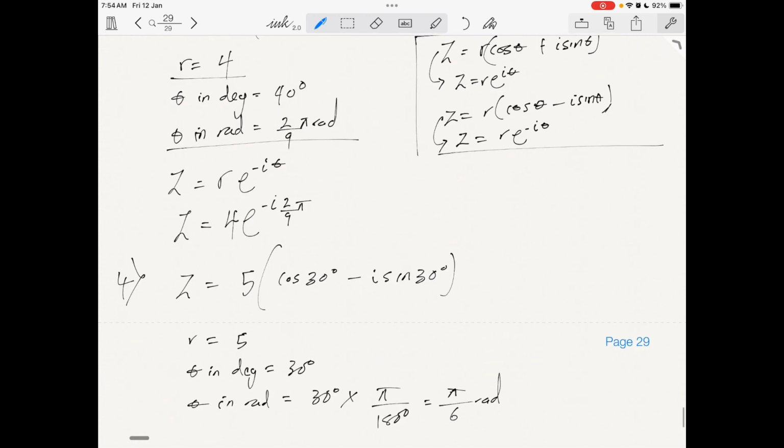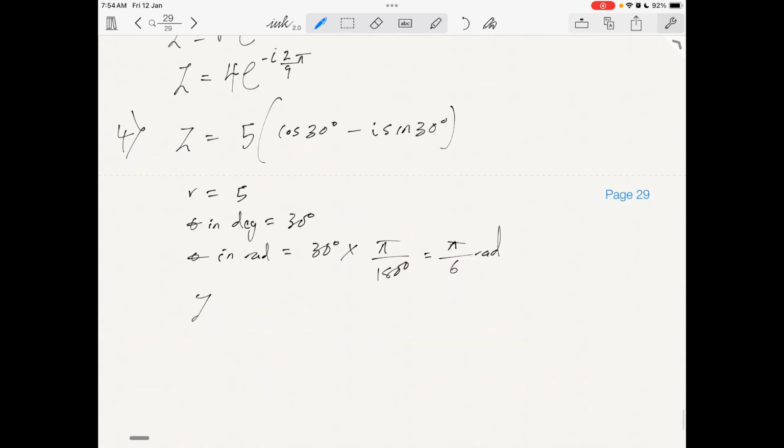Now since we are dealing with a negative sign here, our exponential format is r exponential minus i theta. If it is positive, it will just be exponential i theta. So r is 5, exponential minus i, and our theta in radians is pi over 6. Now we have been able to convert from polar form to exponential form. So if they give us a question in Cartesian form to convert to exponential form, the first thing we have to do is to convert to polar form, and then we move into the conversion to exponential form.